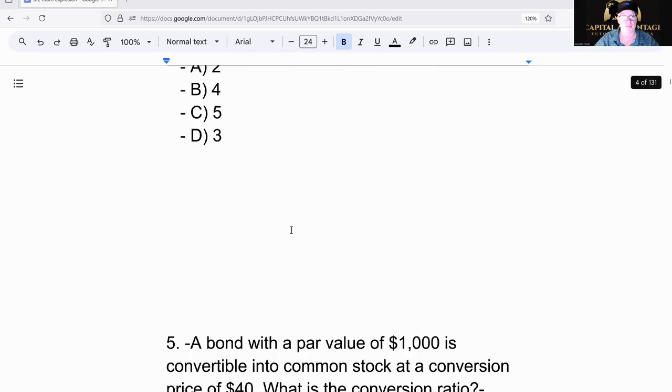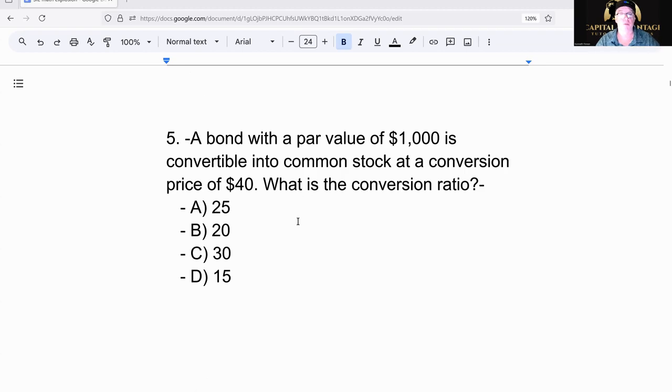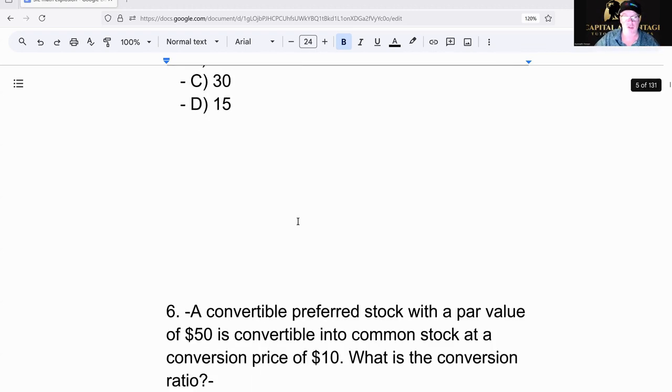Moving on. A bond with a par value of 1,000 is convertible to common stock at a conversion price of 40. We do 1,000 divided by 40. Again, muscle memory: 1,000 divided by 40 is 25. Use your calculator, press pause. We're just hammering through this. Don't get this wrong.